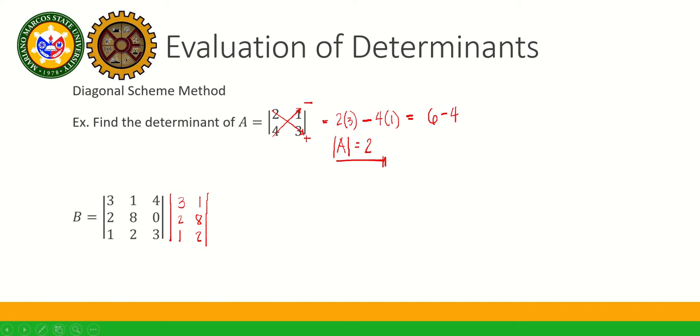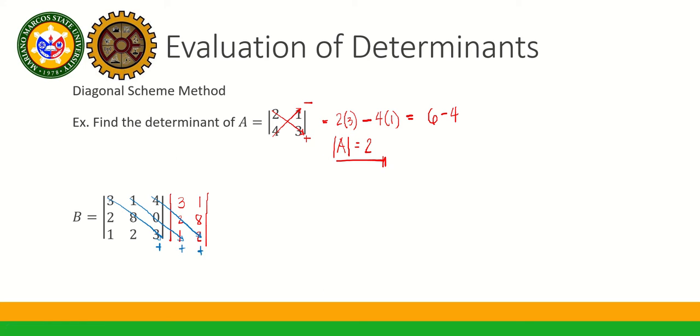Okay, so unahin muna natin yung pababa. That will be 3, 8, 3. Tapos, okay, ito na lang. So, pababa muna tayo. This is the diagonal. First diagonal, second, and then third. And pag pababa, yung sign will be positive. Okay?